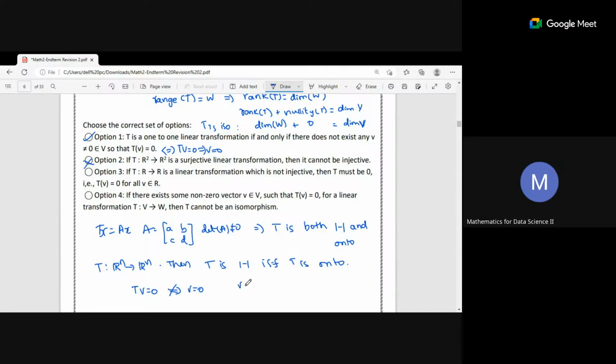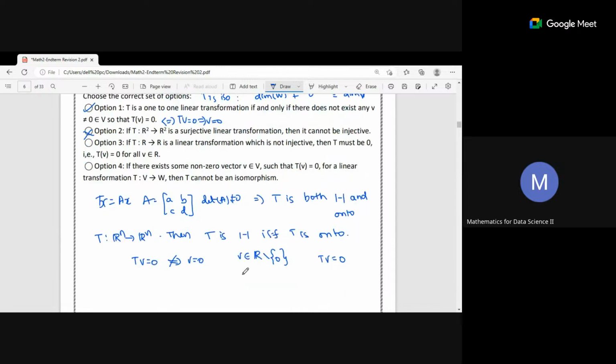So for example, let us say V is some element in R minus 0 and TV is equal to 0. Since V is in R minus 0, you can say that V is a non-zero element. So what is the span of V, can you tell? That is the entire R. Yes, span of V is entire R. So it means V is a basis element.